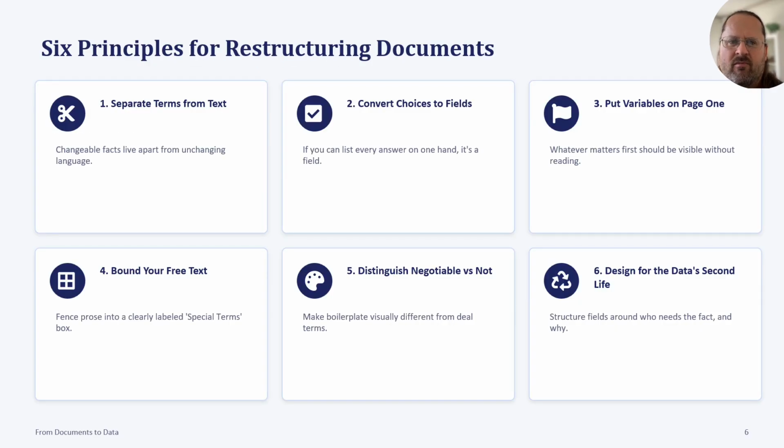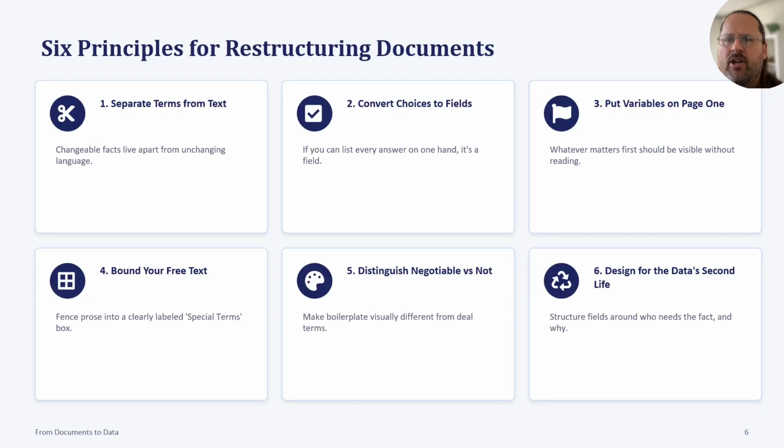Principle 1. Separate terms from text. Every document has the stuff that changes and the stuff that doesn't. Physically separate them. Put the changeable terms in a table, a form, or a clearly defined terms block. Let the unchanging legal or procedural language reference those terms, instead of restating them in new words every single time.